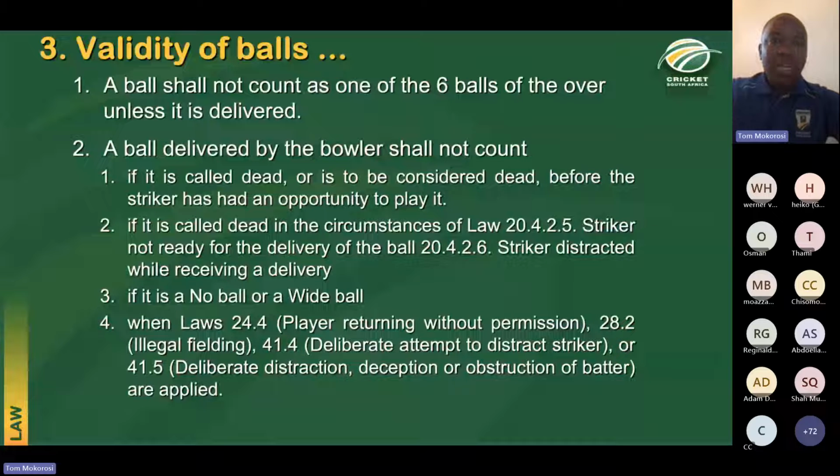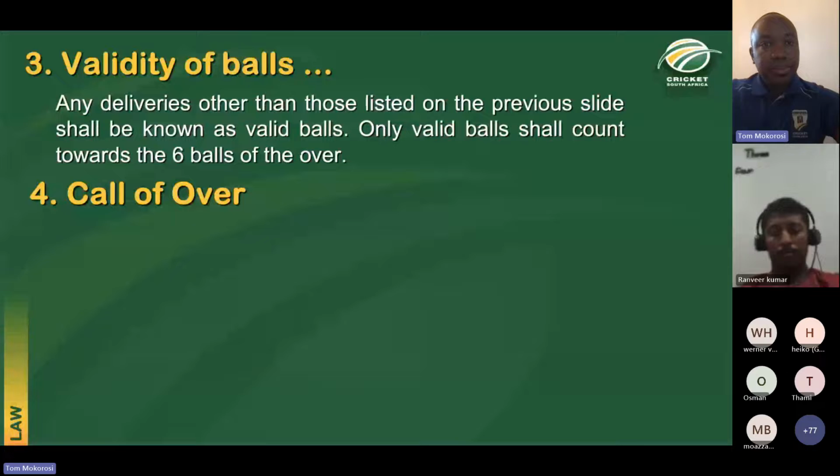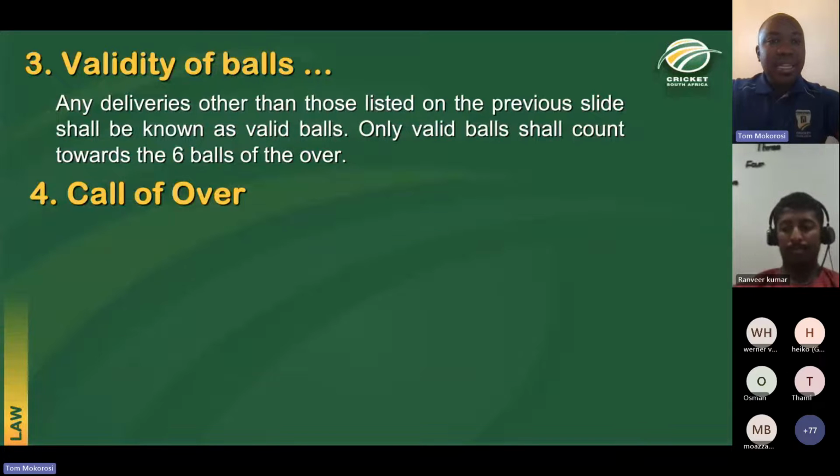And of course, a ball that is not delivered shall not count as one of the 6 balls of the over. Any deliveries other than those listed on the previous slide shall be known as valid deliveries, and only valid deliveries shall count towards the 6 balls of an over.